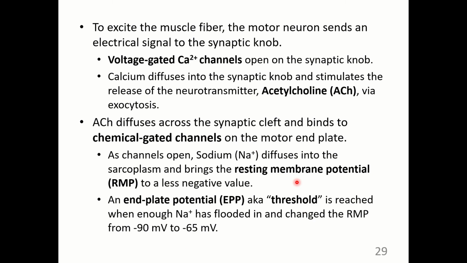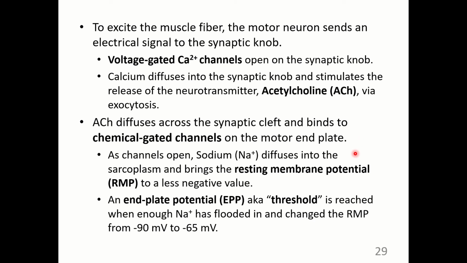To excite the muscle fiber, the motor neuron sends an electrical signal to the synaptic knob. Voltage-gated calcium channels open on the synaptic knob. Calcium diffuses into the synaptic knob and stimulates the release of the neurotransmitter acetylcholine, abbreviated ACh, via exocytosis. Acetylcholine then diffuses across the synaptic cleft and binds to chemical-gated channels on the motor end plate.